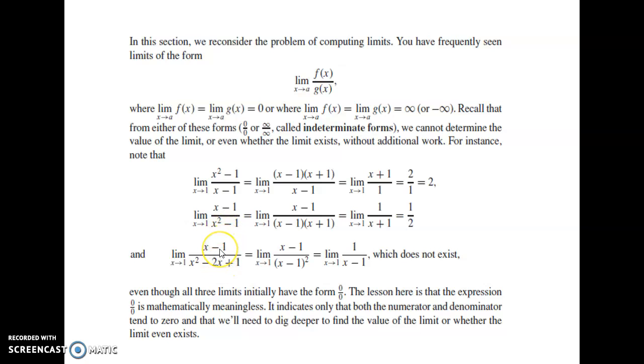In the third case, again initially when I put x is equal to 1, we get 0 by 0. Then we factorize this. X minus 1 into x minus 1 cancels. We get this. And further it cannot be cancelled. So I put x is equal to 1. Then I get 1 by 0, that is infinity. That means the limit does not exist. You see that in all these functions, initially the limit was 0 by 0, but after factorization and cancellation, we got the limit.